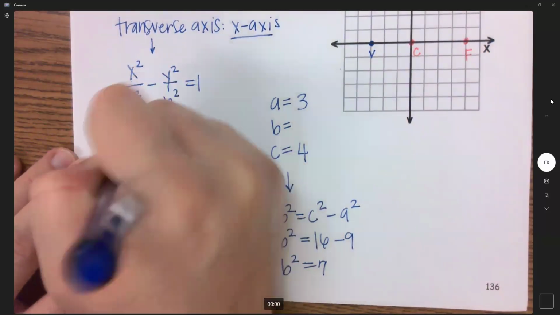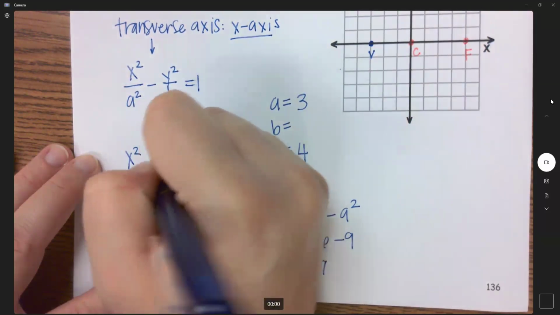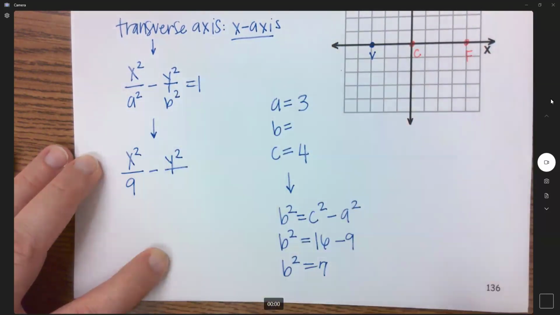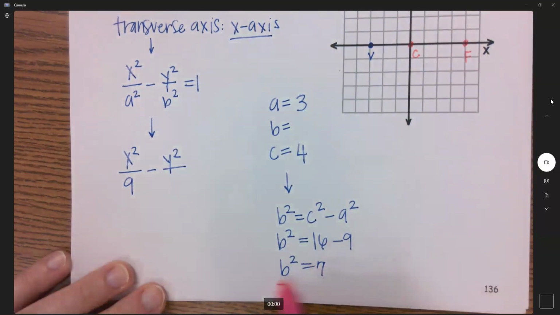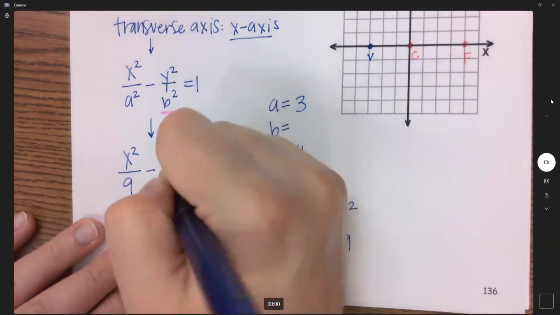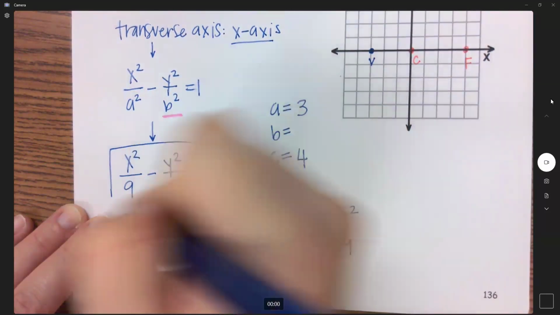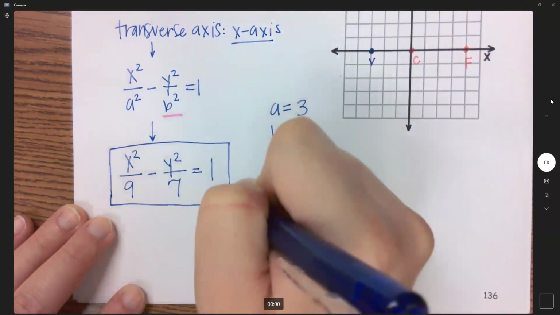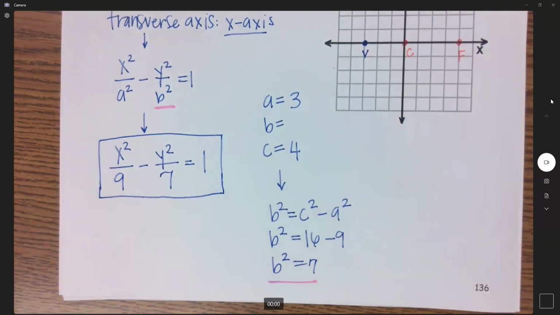So I've got x squared over a squared, which will give me 9, minus y squared over my b squared, which is 7, and that equals 1. So we have done the first part. We have found the equation. So now the last part is graph the equation.